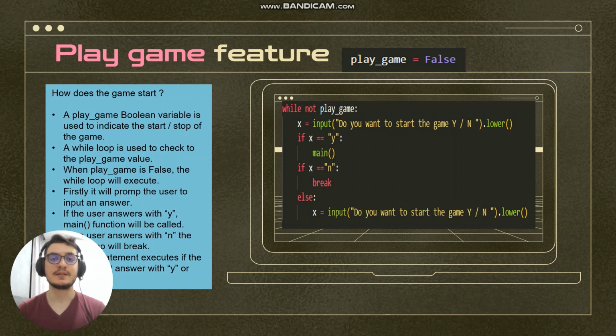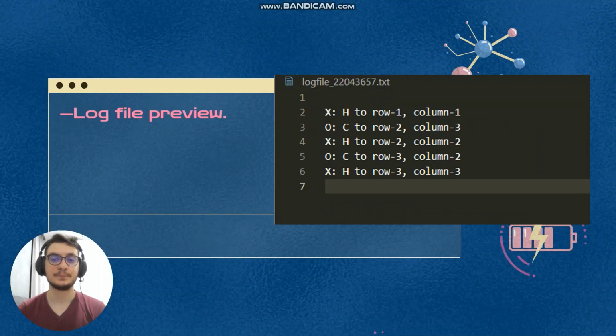Lastly, I created a while loop to play the game. At the start of the game, it will ask if the player wants to start the game, and then if he answers y, which means yes, then it will call the function main, and if he says no, then it will break the loop. Lastly, here's an example for the log file.